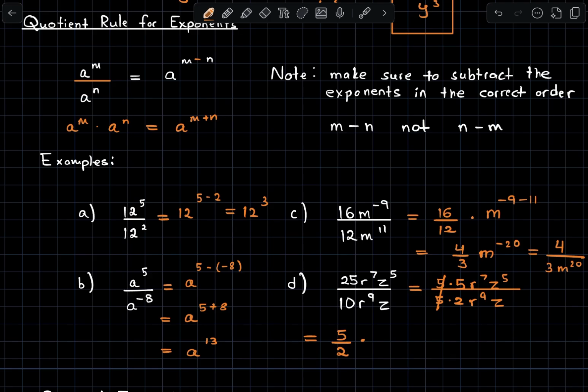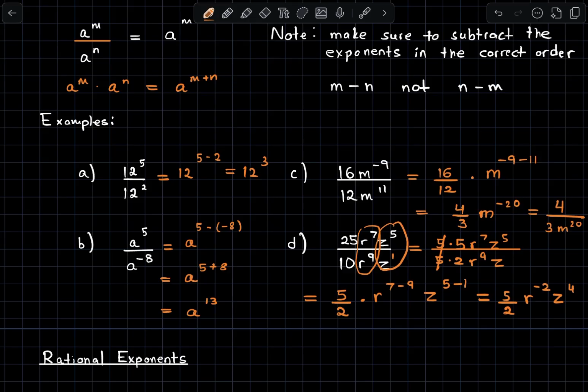Then let's think about our r terms, right? So we're considering it with the same bases. So first these r's together. Well, we've got 7 on the top, 9 on the bottom. This is going to become r to 7 minus 9. Now let's consider the z's. So we've got 5 on the top, 1 on the bottom. So this becomes z to the 5 minus 1 power. Okay, so we've got 5 halves, r to the negative 2, z to the 4th power.